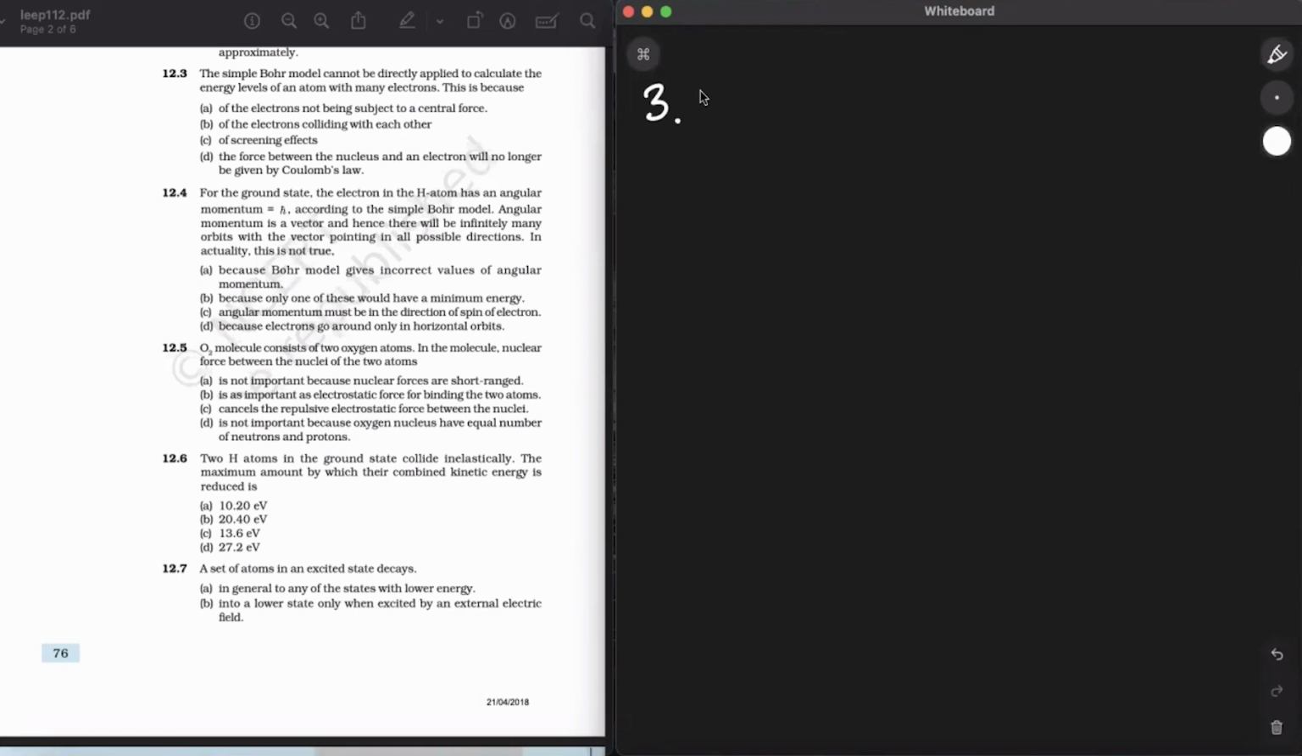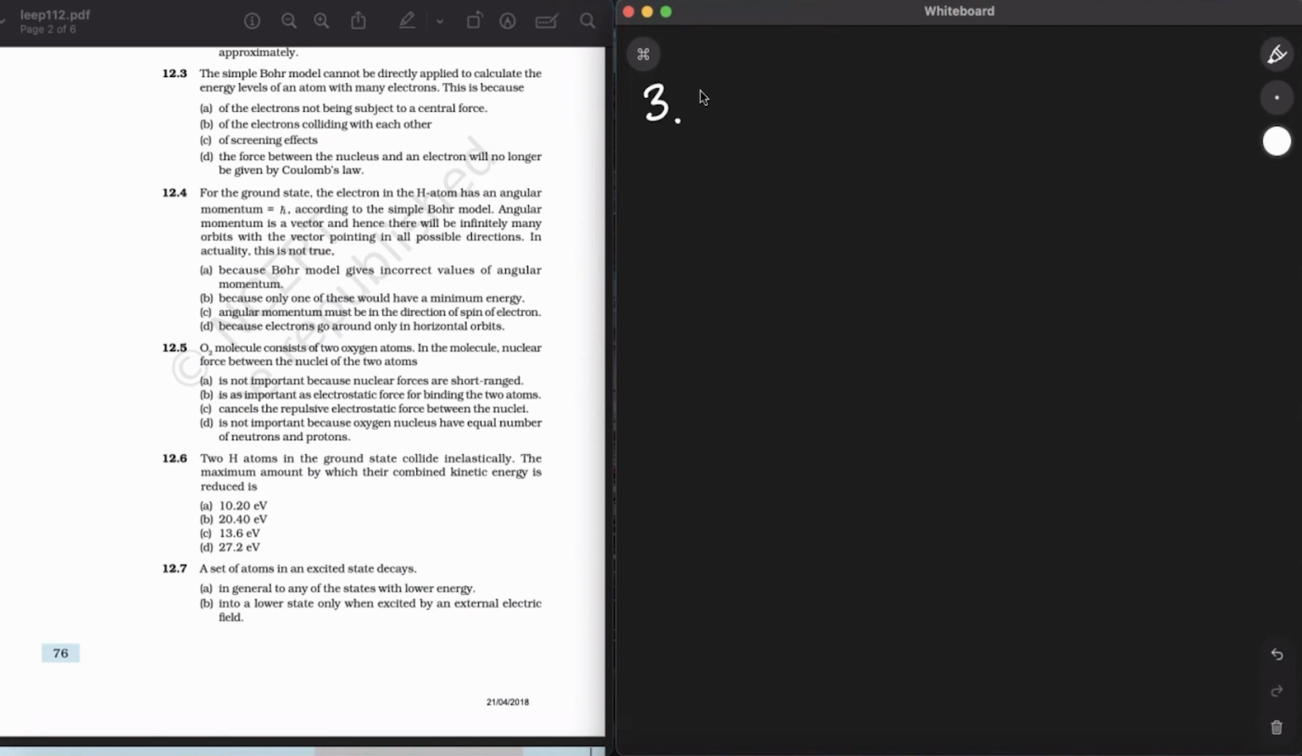If you ask me why, it is because the electrostatic force of attraction between electron and nucleus is a central force which provides necessary centripetal force for circular motion of electrons. For atoms with many electrons, the simple Bohr's model cannot be applied for determining the energy levels because here the electrons are not subjected to a central force. So option A is correct. Option B states the electrons colliding with each other. It is incorrect because the electrons do not collide with each other while moving in the circular orbit of the nucleus.